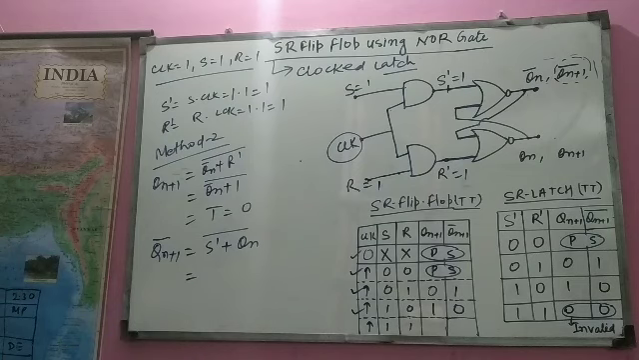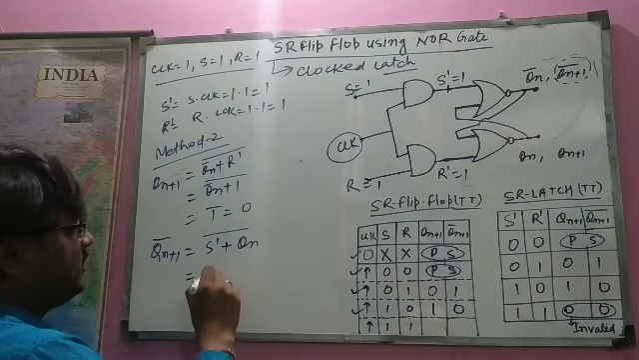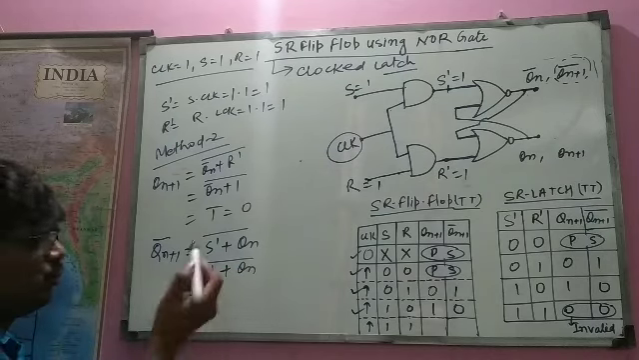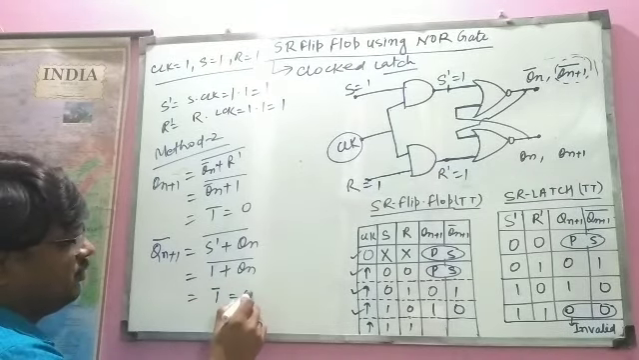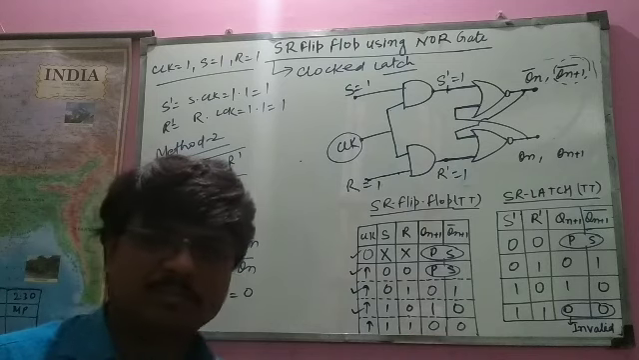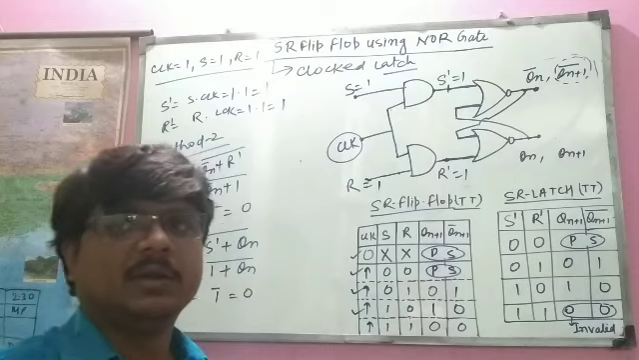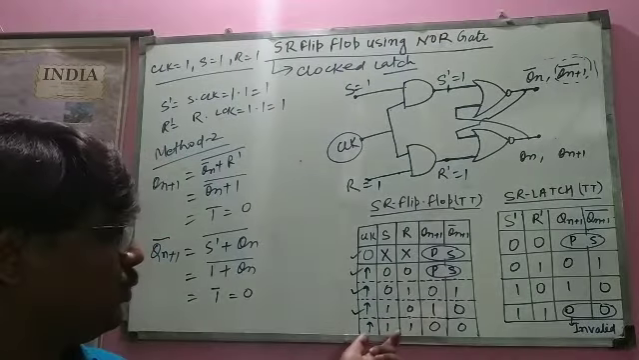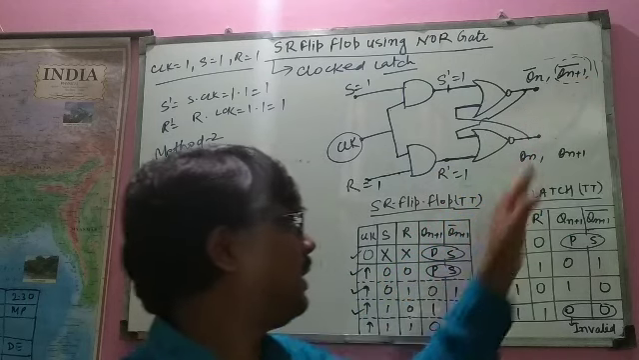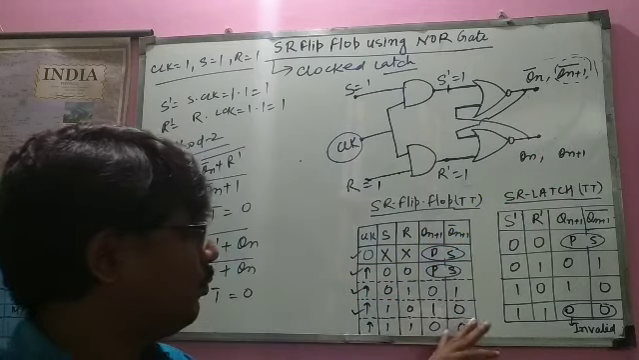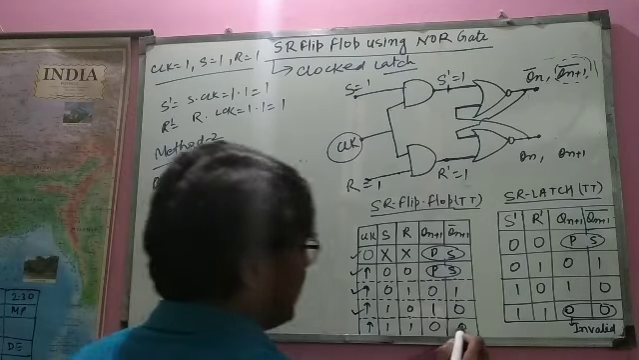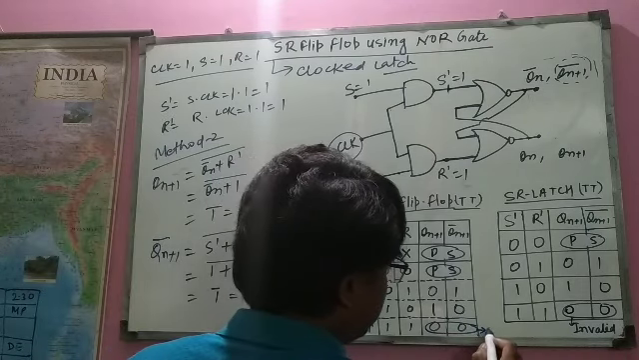What is the value of S dash? This is 1 plus qn, and 1 plus something is 1. So 1 bar means 0. Both of these are trying to come 0, 0, which is invalid. I am telling you several times that if qn plus 1 and qn plus 1 bar are both 1 and 1, or 0 and 0, it will be invalid.